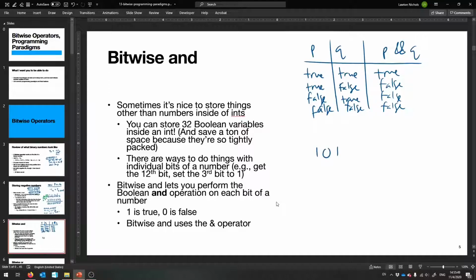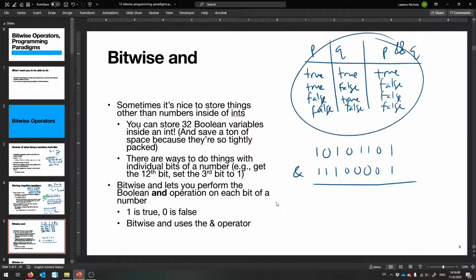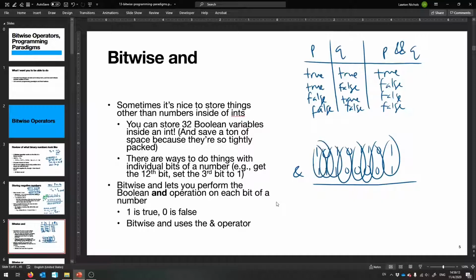Let me just make some random 8-bit numbers. And then you can bitwise AND these with a single ampersand. What it will do is perform the Boolean AND operation on the individual bits of a number. They just line up like that, okay? So it ANDs them together, just doing them in order. So it first considers these two. What's the AND of them? Well, true and true. That's true. So it's going to make a 1 out of this. And you'll get back a number after this.